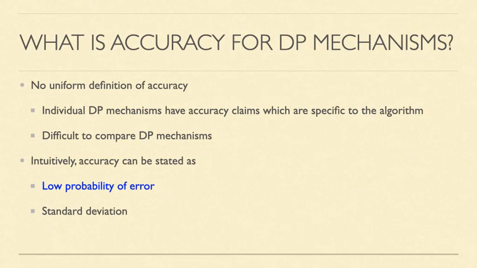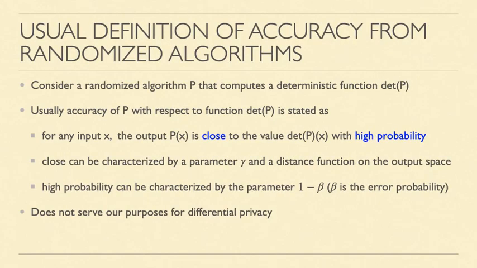And for the rest of this talk, we will just assume that a differential privacy mechanism is nothing but a randomized program. So if you have a randomized program, a natural starting place for defining accuracy would be to look at the standard randomized algorithms literature. And in this literature, accuracy is typically stated in terms of two parameters, which we call gamma and beta here.